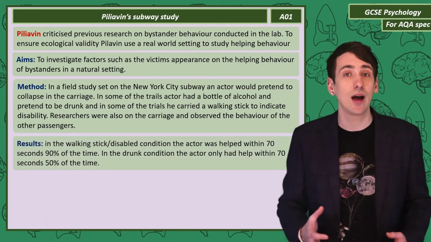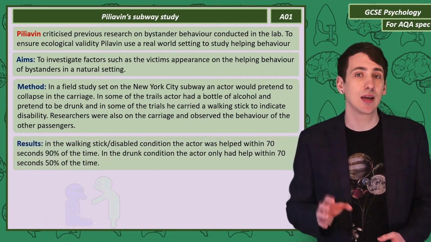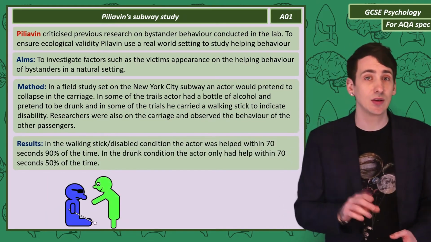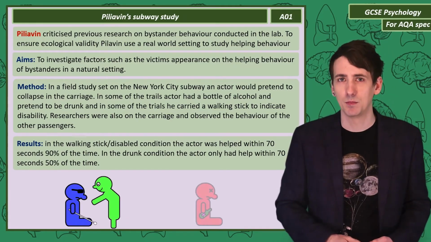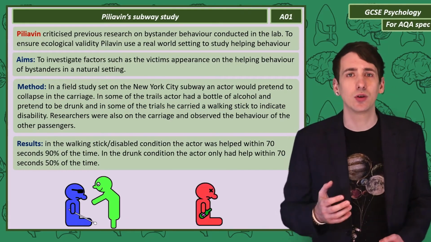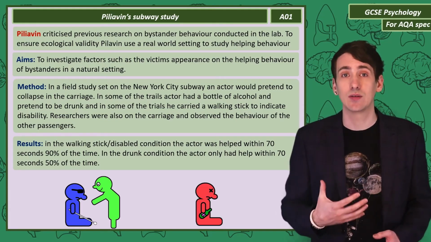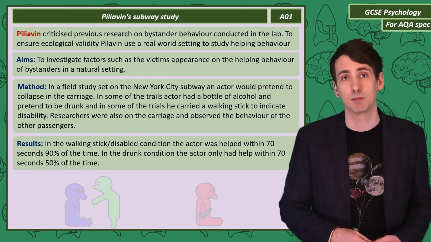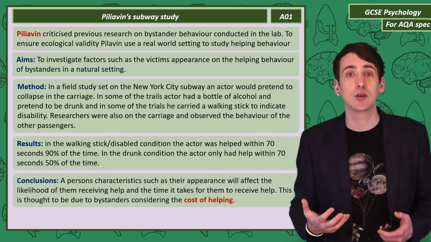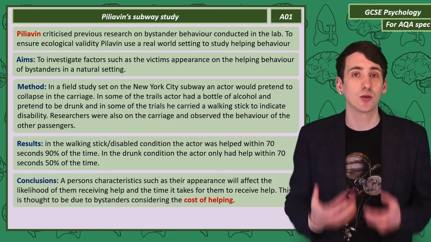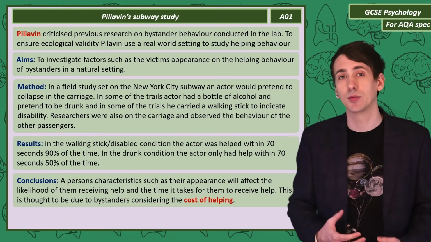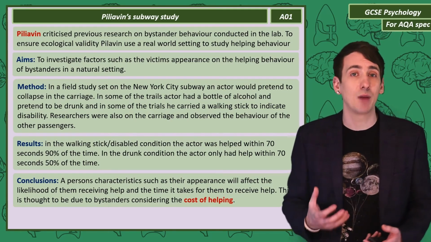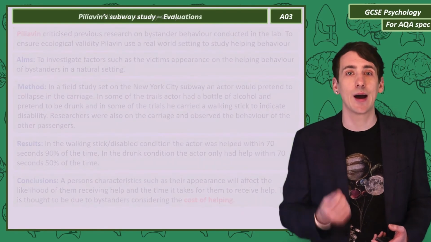What the researchers found was that when the actor was disabled, they were helped within 70 seconds of collapsing 90% of the time. But when the actor appeared to be drunk, they were only helped within 70 seconds 50% of the time. So the researchers concluded from these results that a person's characteristics, such as appearance, will influence the likelihood of them being helped. So this is seen as evidence of bystanders considering the cost of helping.